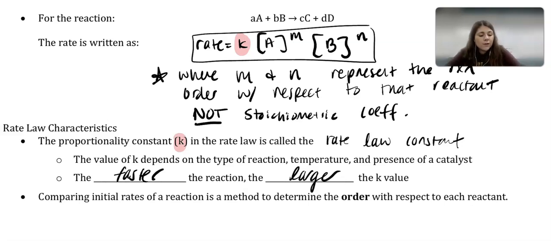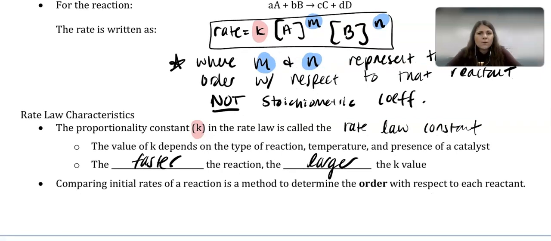You're going to be trying to figure out what m and n are. Once you know what m and n are, you can solve for k using any of the trials that they use, and you're going to see some examples for that. But don't stress too much about k. Just know that it's going to be a constant for any type of trial or any type of reaction, and it just helps us make the math work. It also helps us determine if this was a fast or slow reaction.